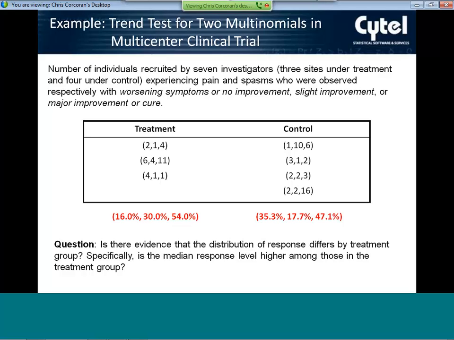Now, 7 different investigators recruited subjects for the study. So the first investigator recruited 7 subjects. Those are the subjects that are here under treatment. Each investigator recruited subjects, and all of the subjects were either randomized to treatment or control. So this first investigator recruited 7 patients, all of whom were treated.